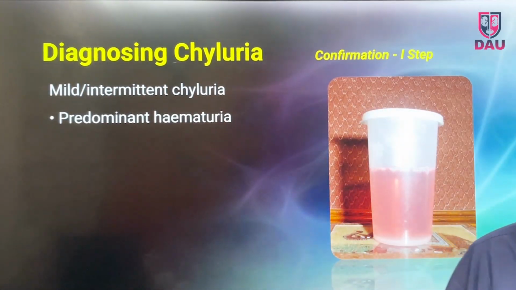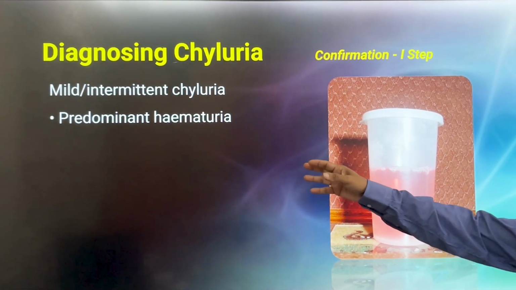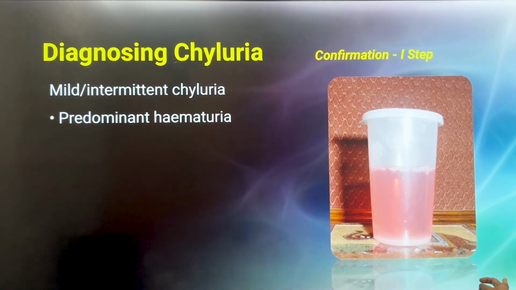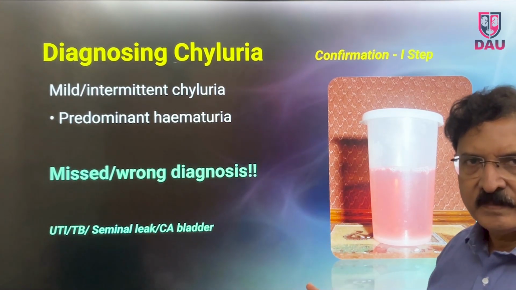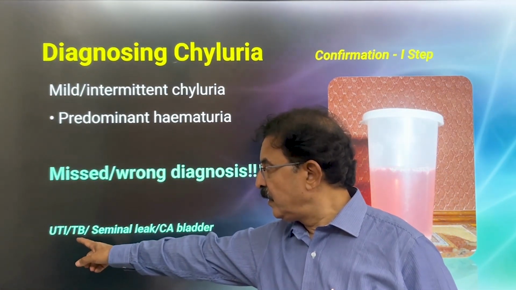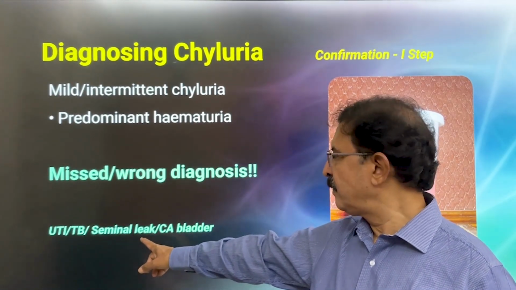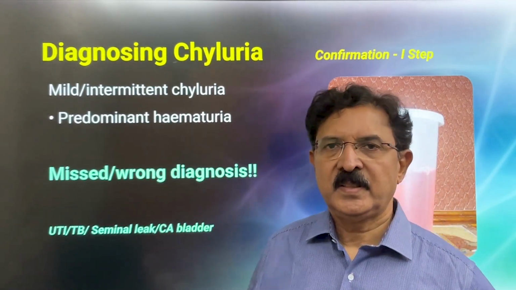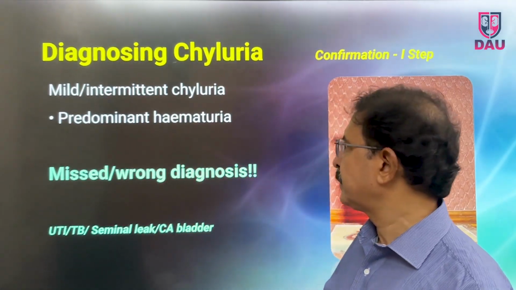The problem happens when the patient has mild and intermittent chyluria, or they have blood in urine, and the urine will look like that. Now here is the diagnosis often missed and a wrong diagnosis is made. They are labeled as UTI or tuberculosis of the genitourinary tract, leakage of semen in the urine, or even, if they find hematuria very severe, patients are diagnosed as cancer of the urinary bladder because there is a clot in the urinary bladder.